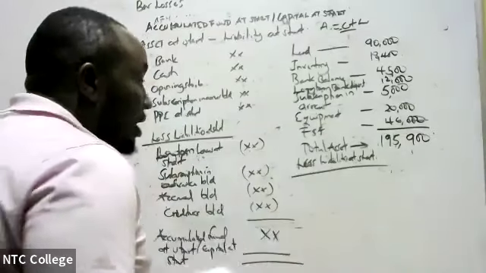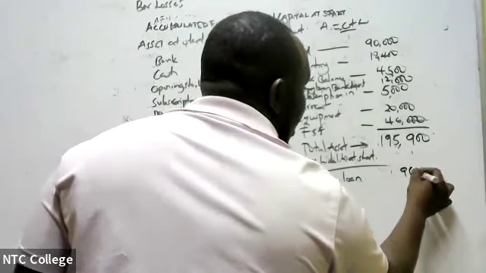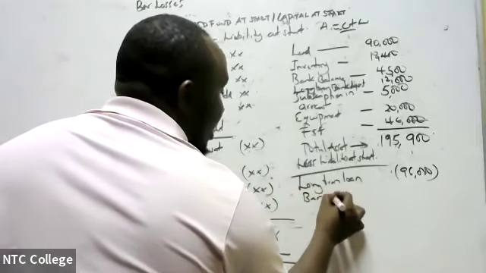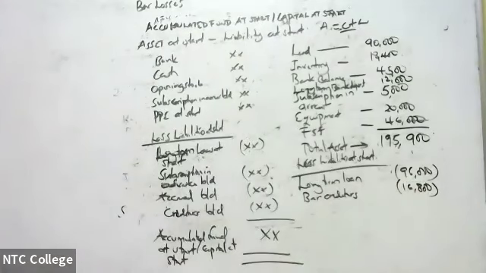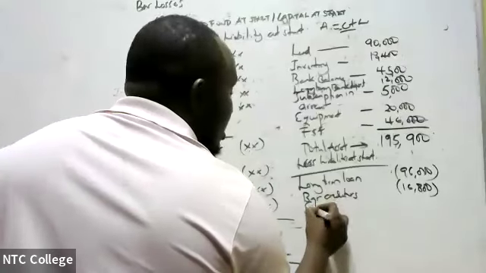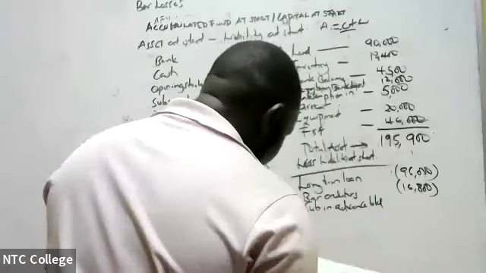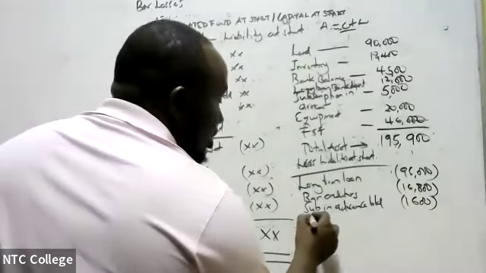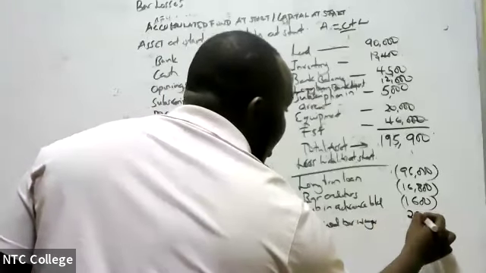We have long-term loan at the beginning. Long-term loan, that is 96. Less that. We also have bar creditors at the beginning. Creditors was 16,800. Then we have subscription in advance brought down, that is 1,600. Then we have accrued bar wages. So that is at the beginning.